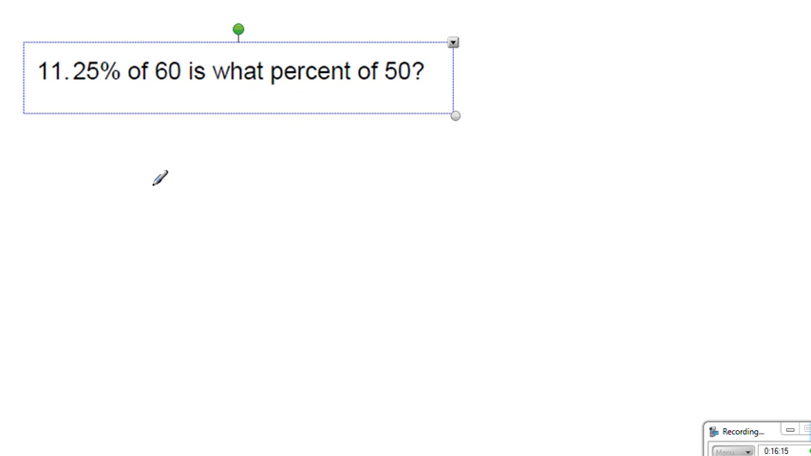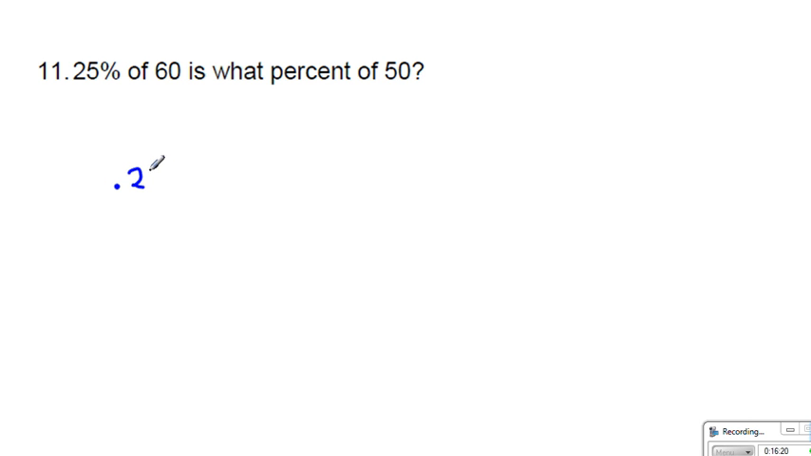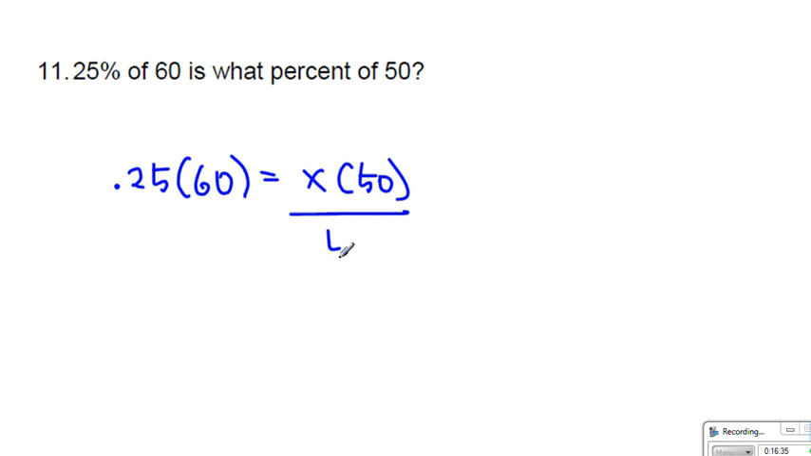All right, let us move on to number 11. Now here 25%, so we can write it as 0.25 of, meaning 60, is equal to what percent? x times 50. So that's one way which you can do it. Or simply when you divide by 50 on each side, you'll realize that x is equal to 0.3. In other words, 30%.